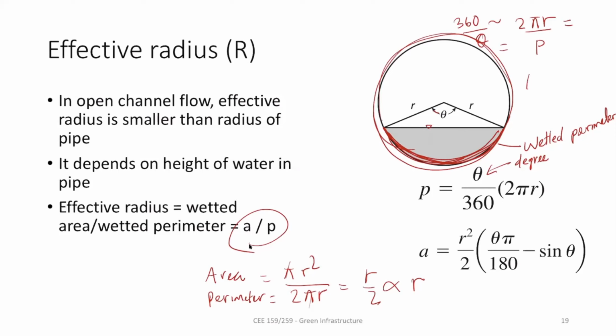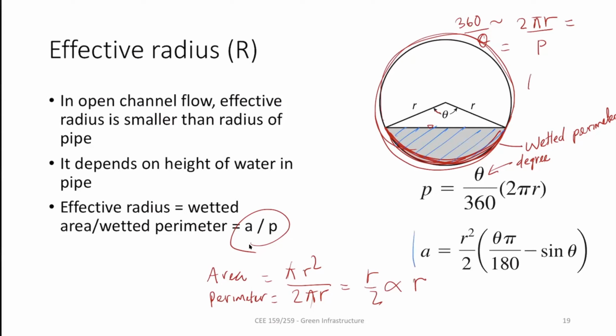Now if you want to calculate the area, which is basically this area, the cross-section area of water, you can use these equations. I don't want to derive it. If you derive it, you will get this number. So basically this is the formula.